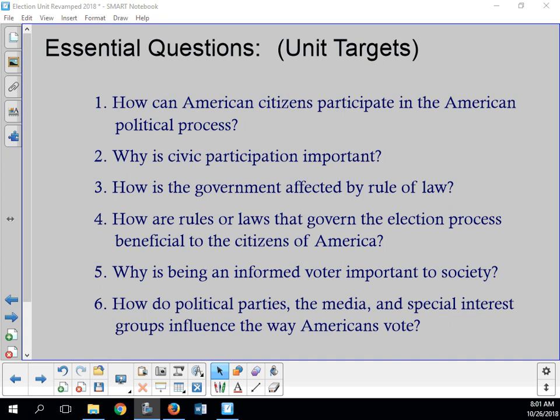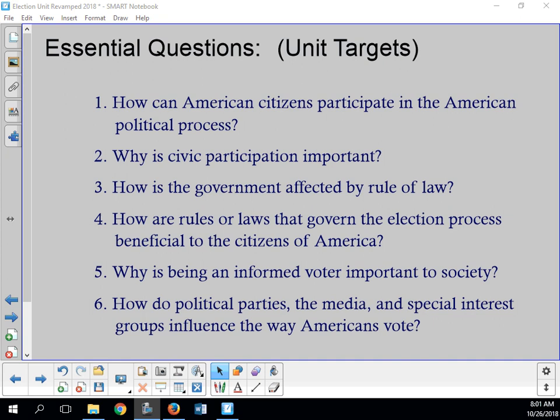How are rules or laws that govern the election process beneficial to citizens of America? Citizens, that's you. And we are going to learn about this process. Why is being an informed voter important to society? So you know who you're voting for and why. That's right. And how do political parties, the media, and special interest groups influence the way Americans vote? We will definitely spend a little bit of time on that.